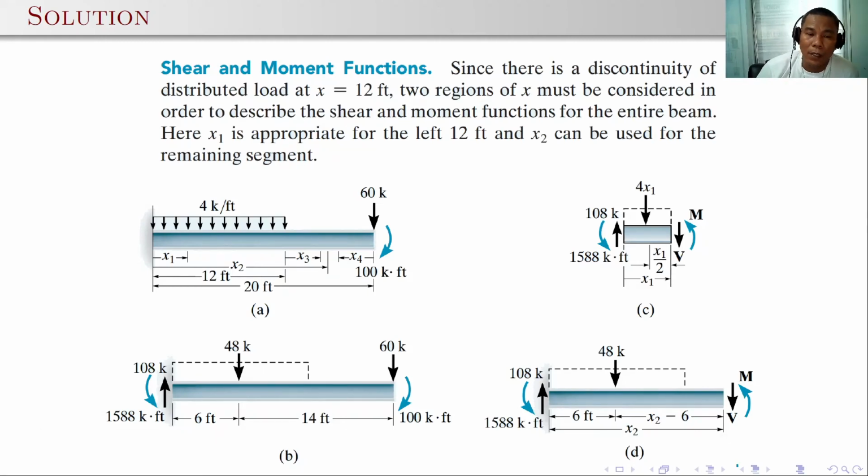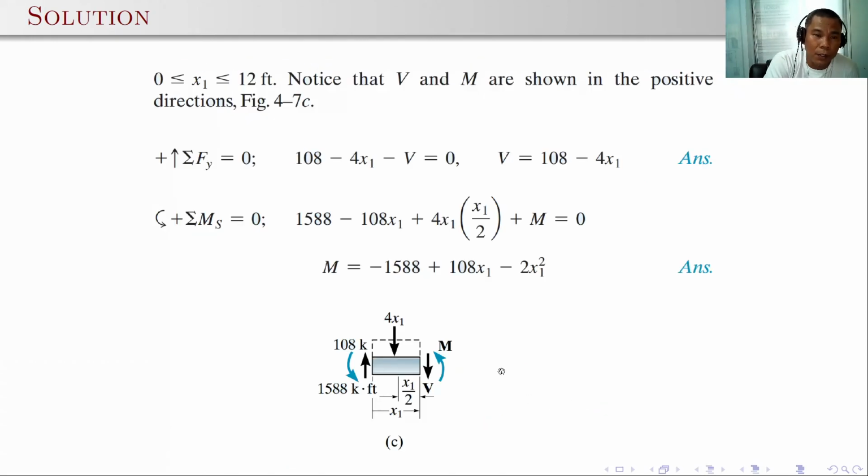So first, we have the first region, this one, under the 4 kip per foot loading. If we cut at this portion, it will give us this free body diagram at a distance x1. So we can easily compute for the shear here and the moment. Also, if we cut at the second region here, assuming that x2 is also coming from the left hand portion of the beam, then it will give us this diagram also. So using those diagrams, we can now apply summation of forces.